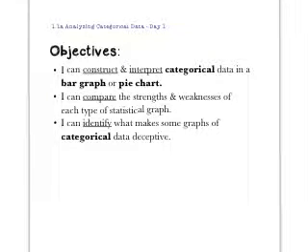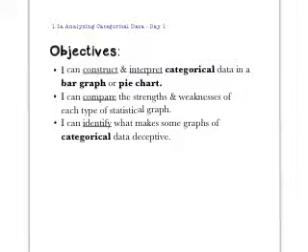Alright, so we have 3 goals today in this video. The first one is that you can construct and interpret categorical data in a bar graph or pie chart. So our verbs or our actions are to construct, which is to make, and interpret, which is to look at something and gain information from it, and categorical data, which is data that fits into categories, not with numbers. And we're going to be talking about bar charts and pie charts today.